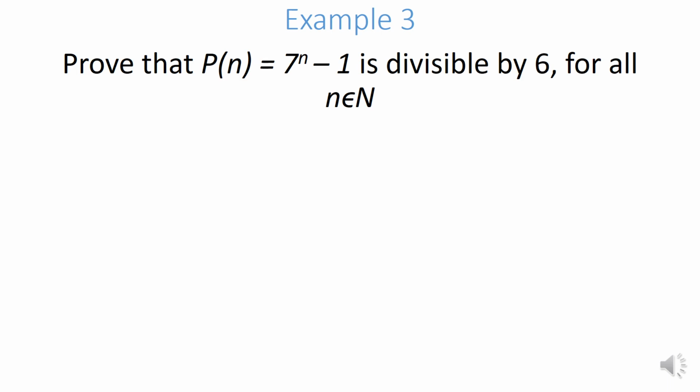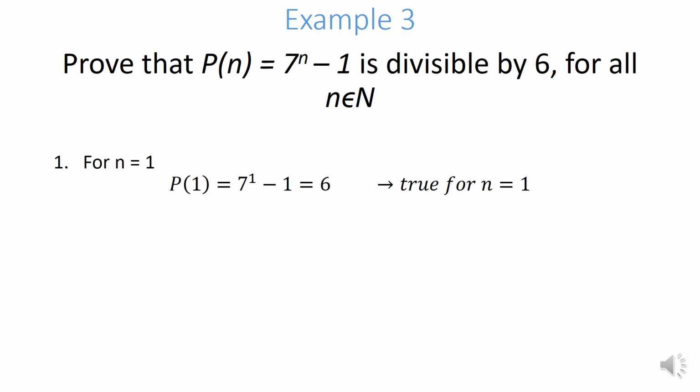So let's do an example. Prove that the function p of n, which is equal to 7 to the power of n minus 1, is divisible by 6 for all n element of natural numbers, so for all the natural numbers. So let's follow the steps and the logic. So for n equals 1, we get p of 1, which is 7 to the power of 1 minus 1, which is 6, and we know that this is divisible by 6, so we can say that it's true for n equals 1. That's step 1 of proof by induction.